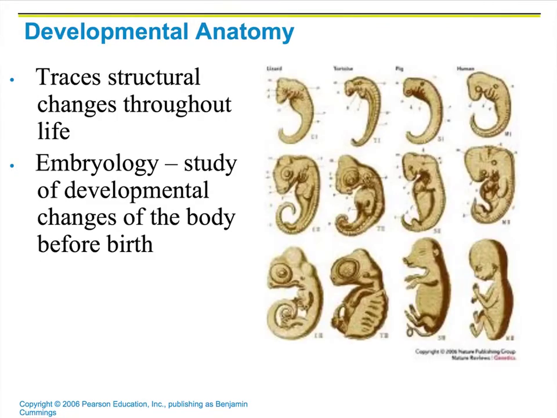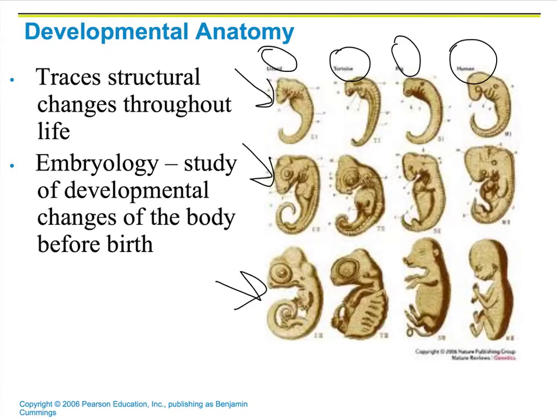So I mentioned developmental anatomy. So this is how the fetus develops. So you can see these are varying different types of animals. We have a lizard, you have a tortoise, a pig, and the very last one you have a human. So you can see at this level there's not a whole lot of structural differences between them. But as they move through their development, here and here, you really start to see the major differences. So this study of the developmental anatomy is called embryology. So it's the study of the developmental changes of the body before birth.